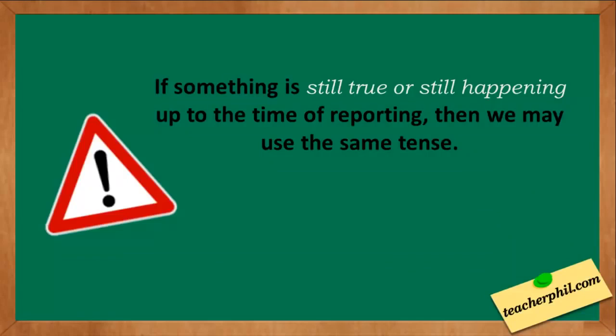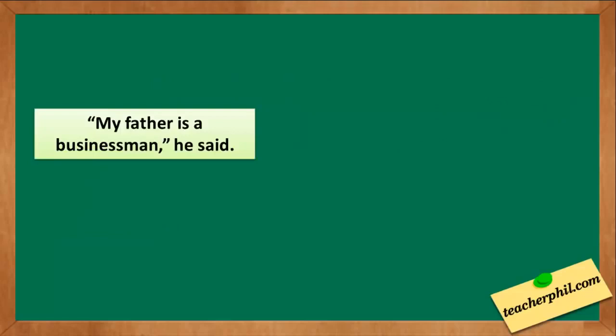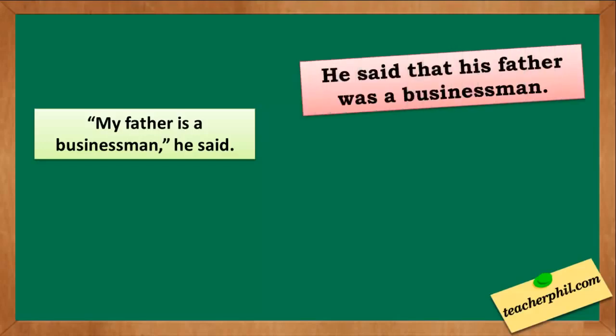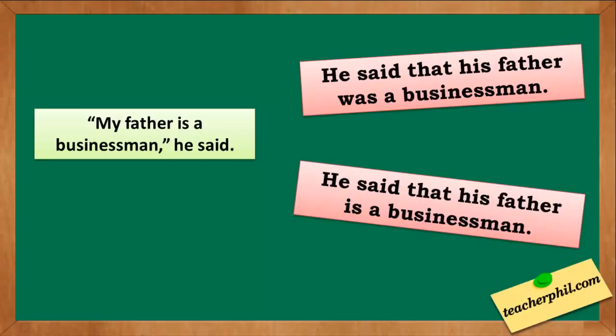But remember, if something is still true or still happening up to the time of reporting, then we may use the same tense. Examples: My father is a businessman, he said. This is in the present simple. The rule is we have to move back a tense, so it will become a past simple, which is he said that his father was a businessman. However, this statement could still be true at the time of reporting, so we can use the same tense. He said that his father is a businessman.